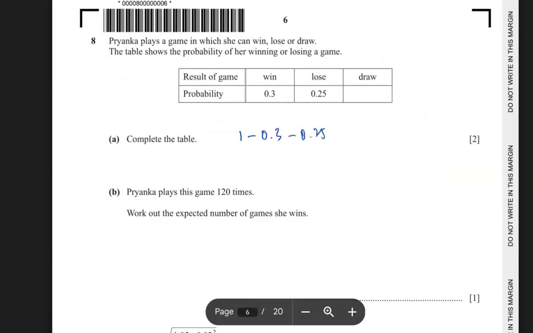So in the old syllabus, they will just give you 1 mark for this, right? In the new syllabus, why they give you 2 marks is because you need to actually calculate the decimal and also write out your working. If you write this out, touch wood, even if you calculate your decimal wrongly, you still get 1 mark. Okay, so how do you calculate decimals? 1.00 minus 0.3 is 0.7, minus 0.25 is 0.45.